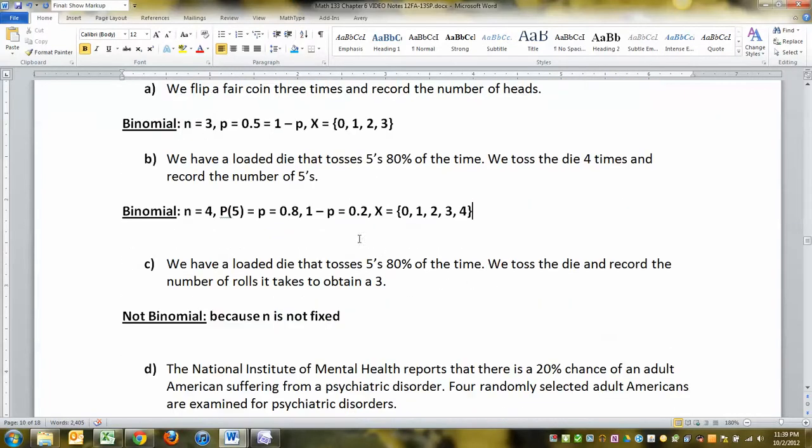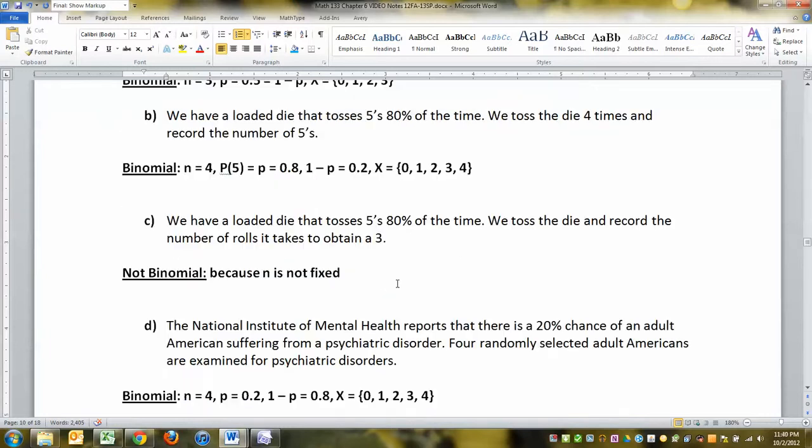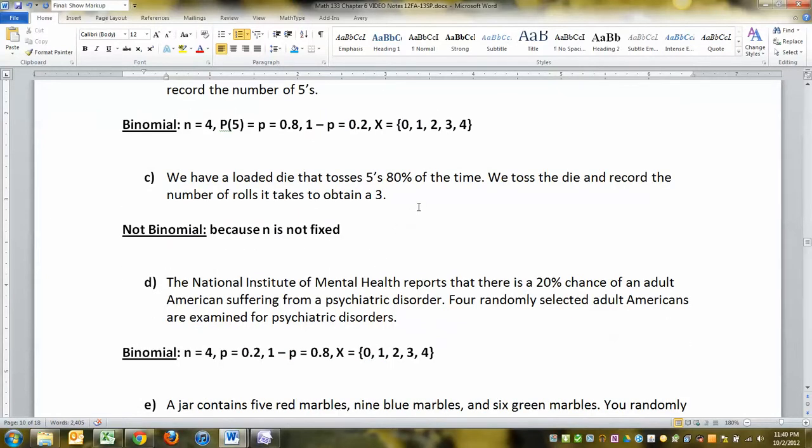All right, suppose we roll that same loaded die. We toss the die and record the number of rolls it takes to obtain a 3. So how many times do you have to roll it? Well, that's not binomial because you could roll a 3 on the first time. You could roll a 3 on the 10th time. Who knows, right? So n is not fixed. You and I both taking that die, we'll roll it different numbers of times to get a 3 to show up.